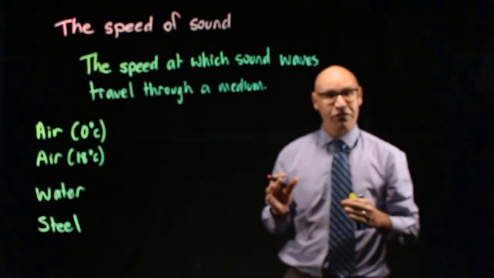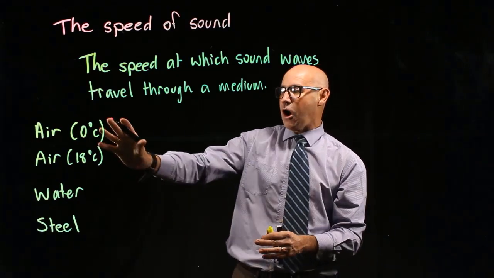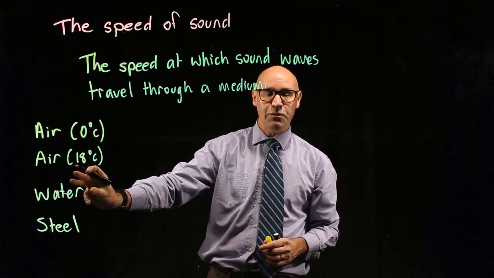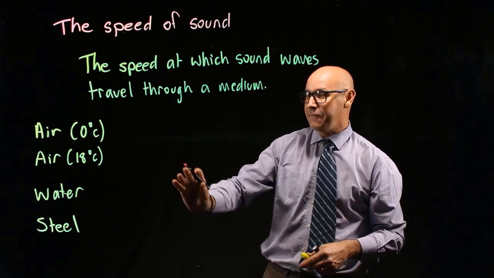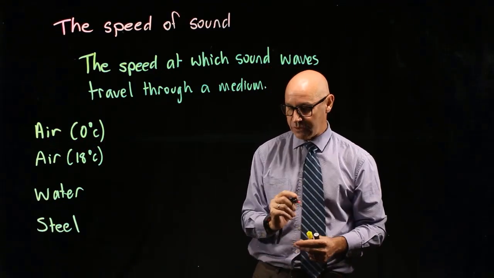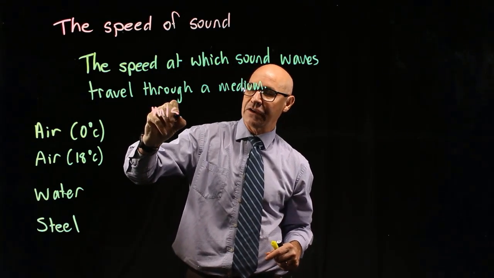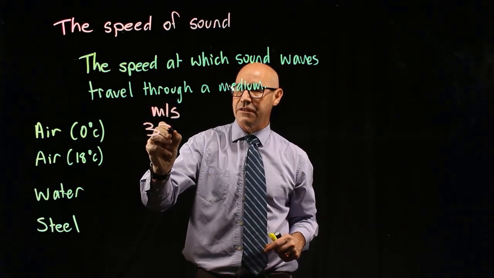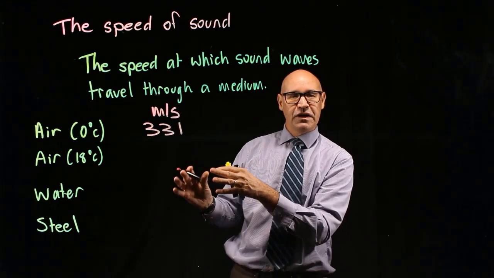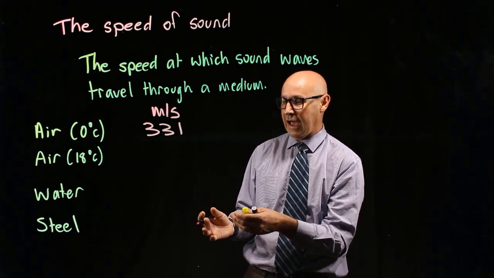Sound travels at different speeds depending on the type of media. So I've got some examples here. We've got gas, liquid, and then solids. Firstly, let's do air. I'm going to say at 0 degrees Celsius, and it's got a speed of sound in meters per second of 331 meters per second.